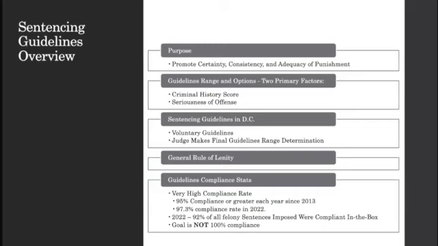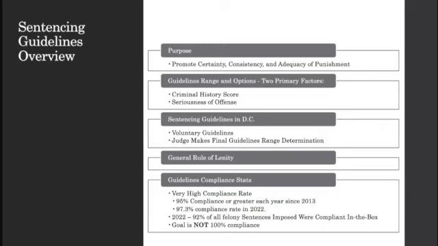Now, the guidelines take two primary factors into consideration: the defendant's criminal history score, their prior contacts, and we'll dive into that in a little bit more detail in a moment. But the other factor is the seriousness of offense or offenses that the defendant is being sentenced for that day. Those are the only two factors.